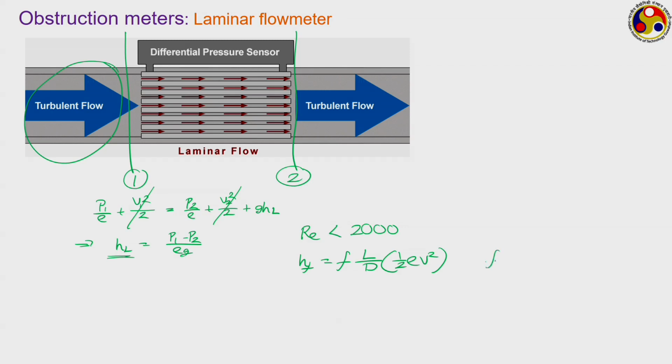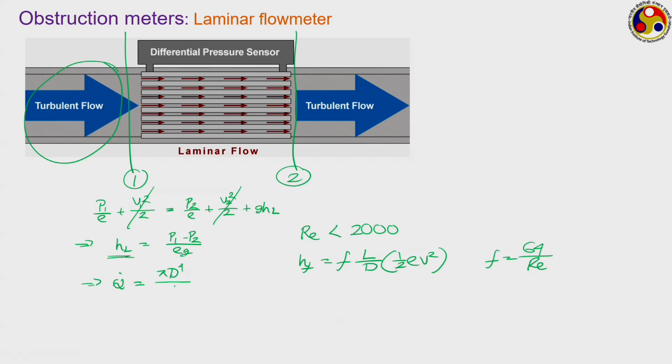And this f for laminar flow is equal to 64 by Re, that is the Reynolds number. So, if we put this into the equation, and put everything back here, the Q dot will be coming. I am not showing the development, because you can just put this expression for HL into the equation.